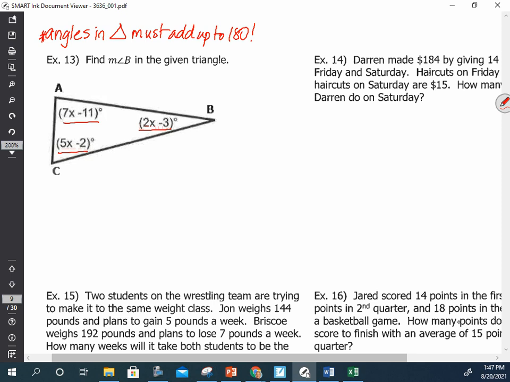So if we set it up, angle A, angle B, and angle C have to add up to 180 degrees. So 7x minus 11 plus 2x minus 3 plus 5x minus 2 equals 180. So that's the first thing. Combine our like terms. So 7 plus 2 is 9. 9 plus 5 is 14x.